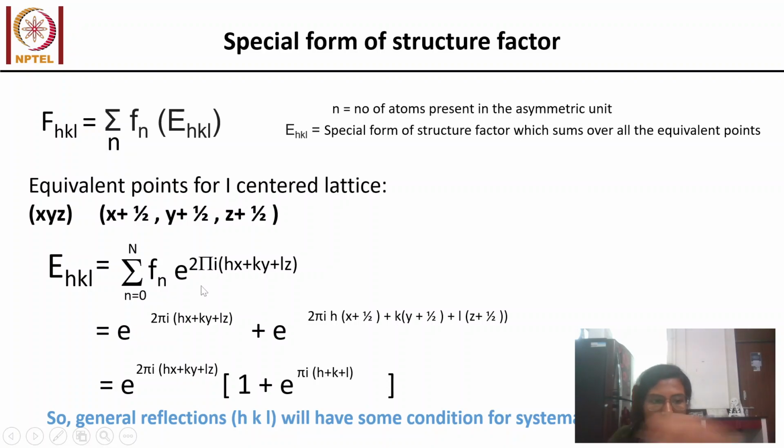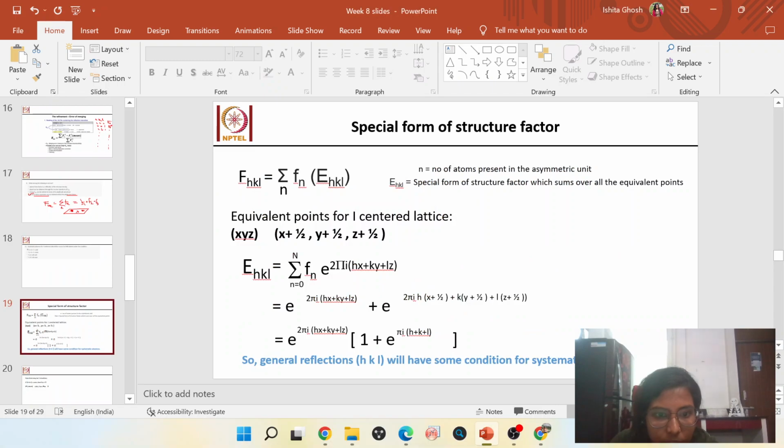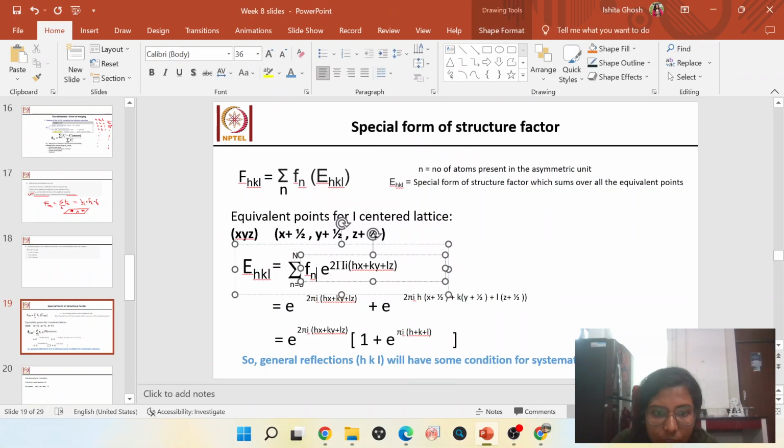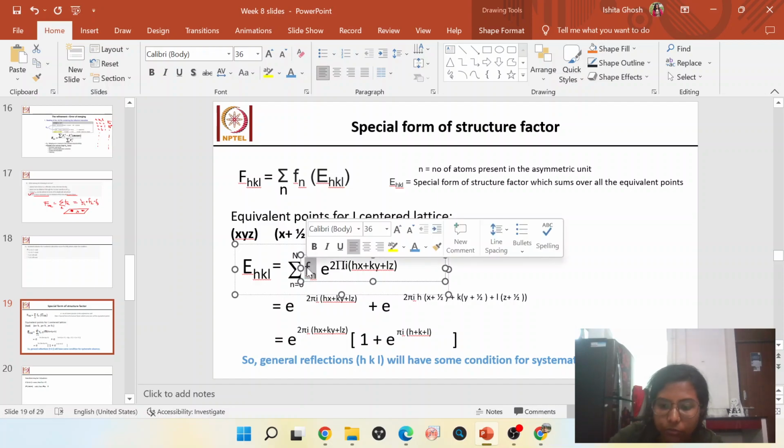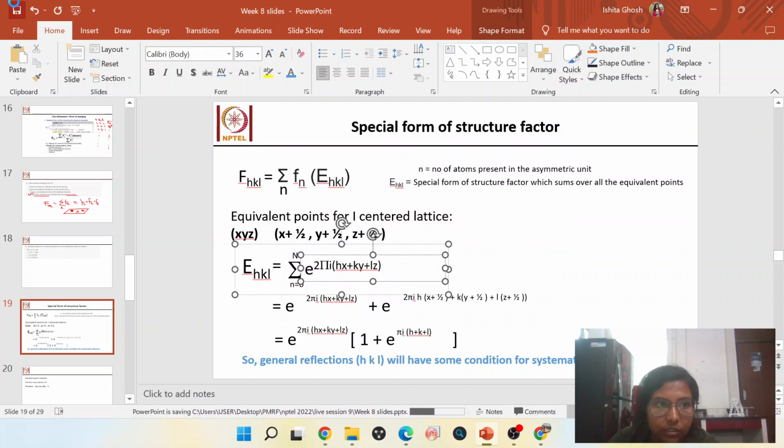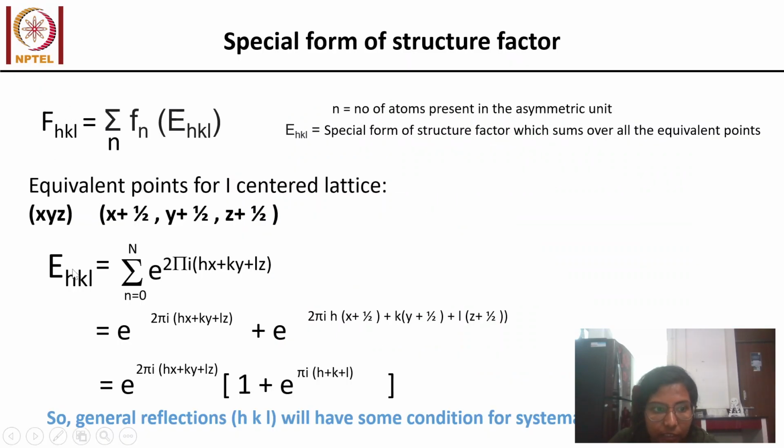There is one mistake here. This is the special structure factor equation. It will not have the atomic form factor, because the atomic form factor is there in the structure factor, which is capital F, FHKL, but this is EHKL. This will not have the f term here. So it's okay, I have corrected it.